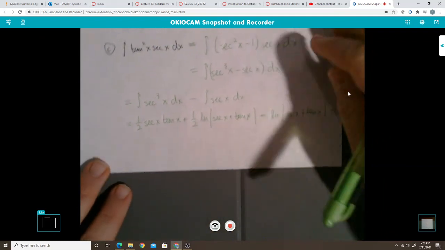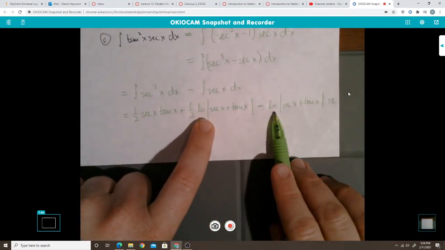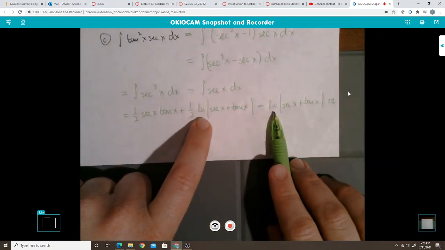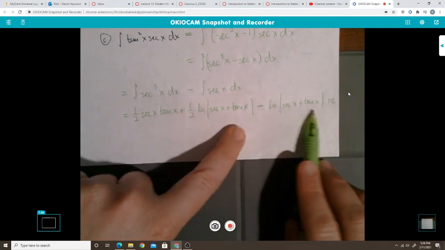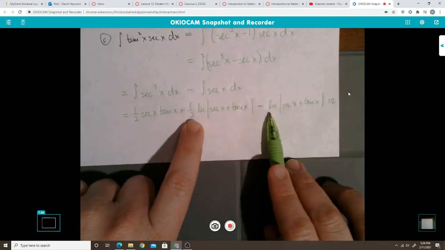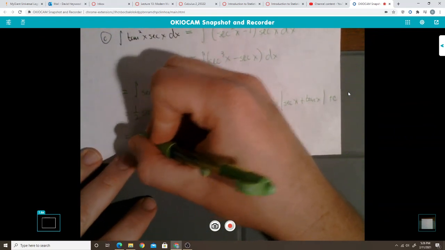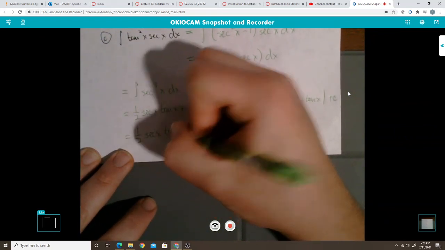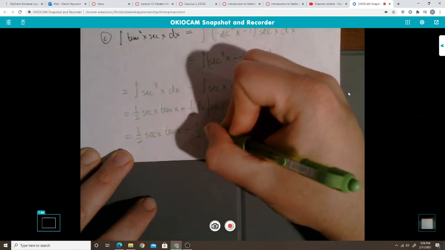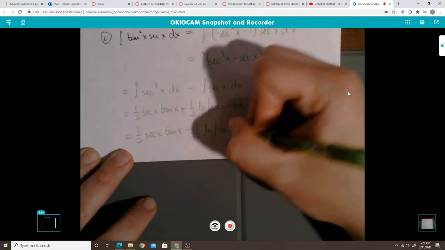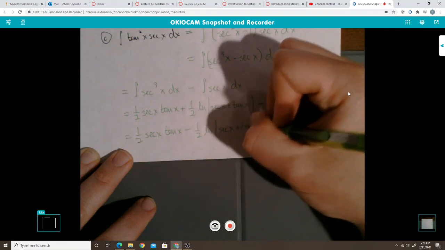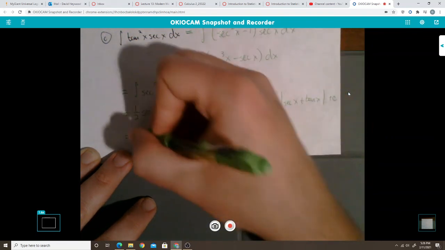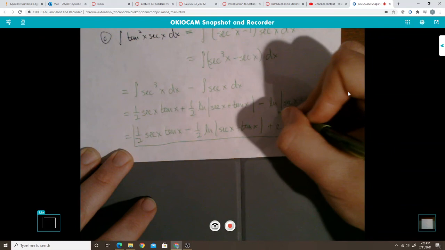And now, this is kind of nice because we can combine some like terms here, right? Since these terms match, right? It's 1/2 minus 1 would be negative 1/2. So this is just 1/2 secant x tangent x minus 1/2 times the natural log of secant x plus tangent x plus c. And that's that one.